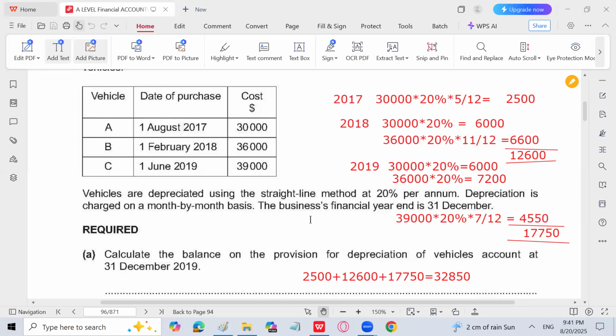The problem is this, that the examiner didn't ask us to find the depreciation for 2019. He wanted us to calculate the balance carried down on the provision for depreciation of vehicles, which includes all the depreciation of 2017, 18 and 19. So I have calculated that.